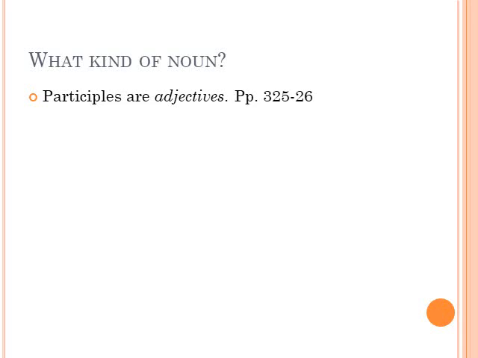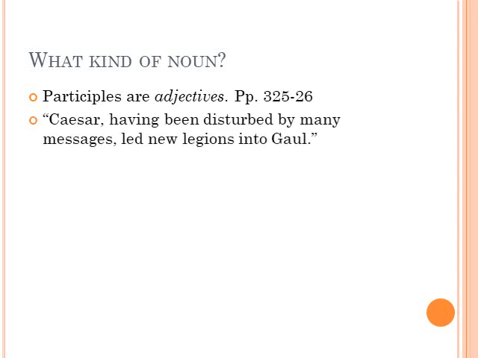So participles are adjectives. Now I want you to make sure you're open here to page 326 and looking at these examples. Caesar, having been disturbed by many messages, led new legions into Gaul. That's the first example here at the top of page 326. And so perturbatus, having been disturbed, is what is modifying Caesar. Could we say the disturbed by many messages Caesar led new legions into Gaul? Yeah, sure, we could say that. That's very awkward. And so that's why you will often have it written out as a participial phrase that's modifying the noun. Notice how perturbatus is nominative singular, agreeing with Caesar. It's functioning just like adjectives have to, where it has to be in a particular case.